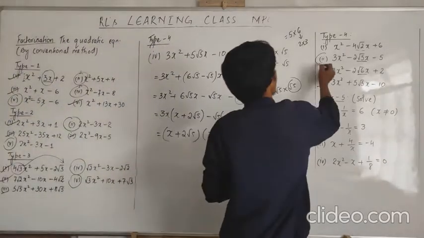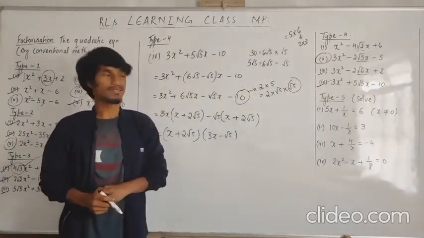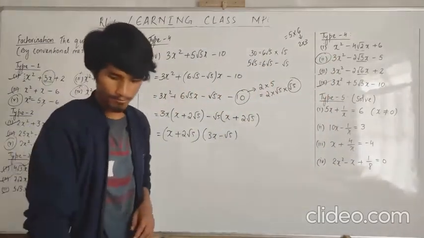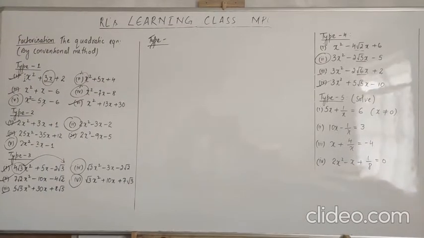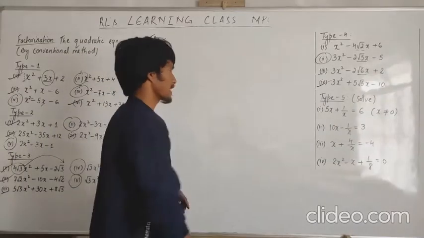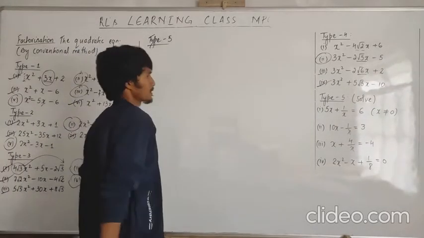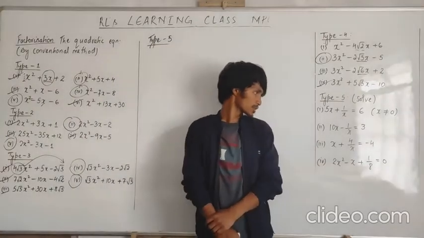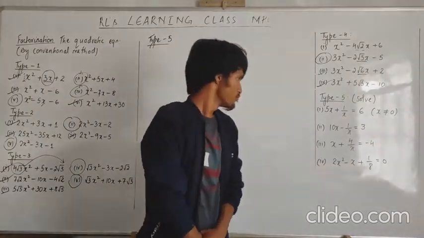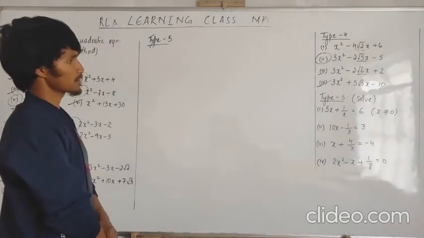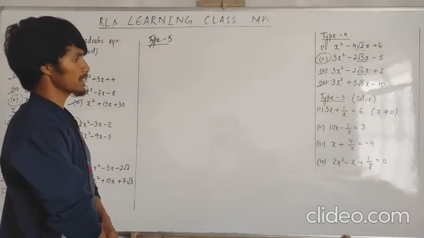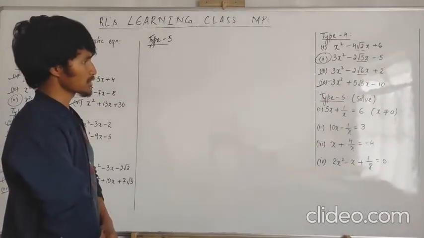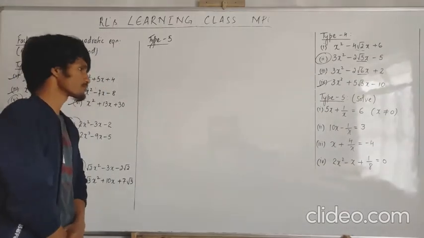Now question number 2 will be, you try by yourself. Now we'll go to type 5. Okay, now we'll start with type 5. Type 5, okay, I'll solve you which question? Okay, I'll solve you question number 2 and question number 3. Then question number 1 and number 4 you do by yourself.